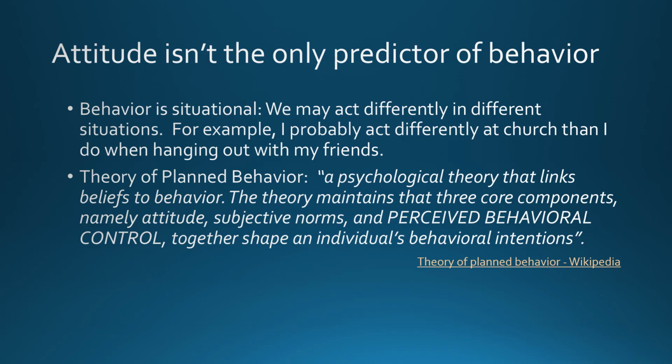The theory of planned behavior is a theory that links beliefs to behavior. The theory maintains three core components: your attitude, which we already know affects our behavior; subjective norms, which are just the norms of society, what are we expected to do in certain situations; and perceived behavioral control, how much control do we have over the situation. Those three things together shape an individual's behavioral intentions. Those three things shape how we behave in certain situations.